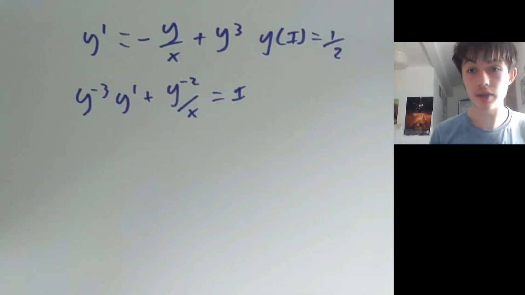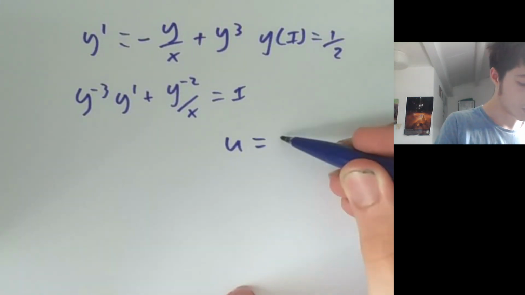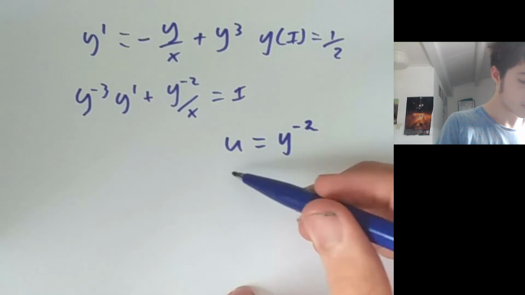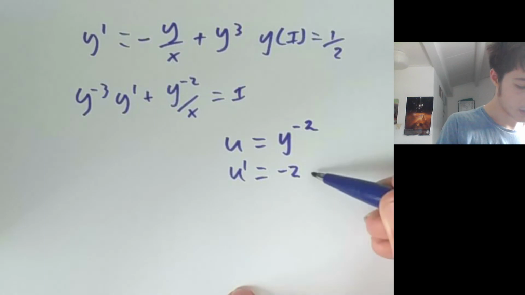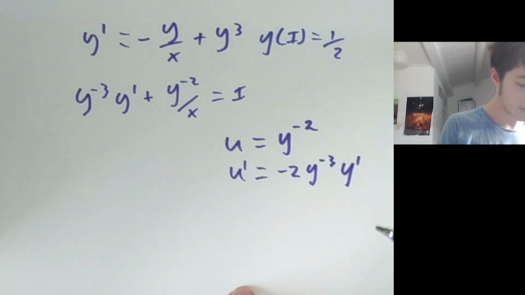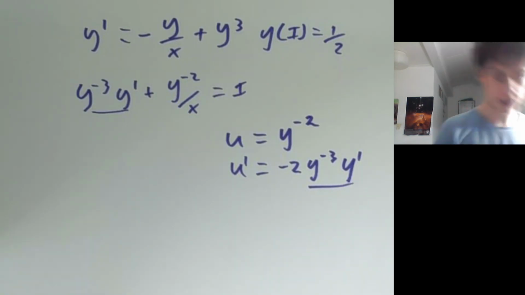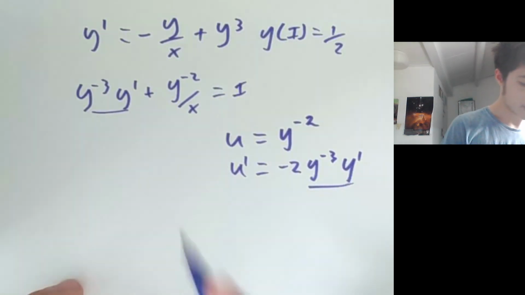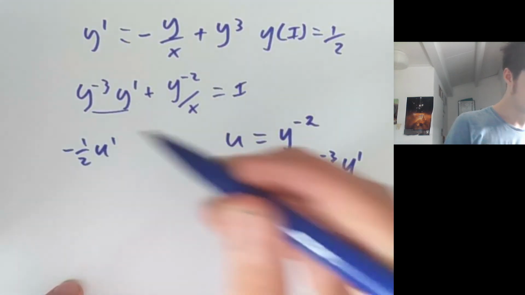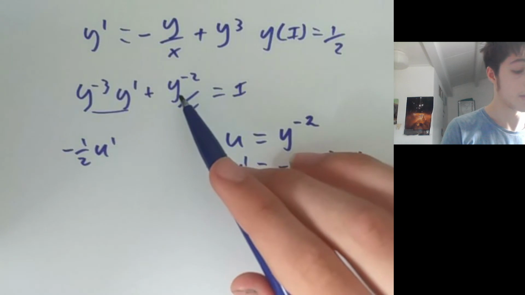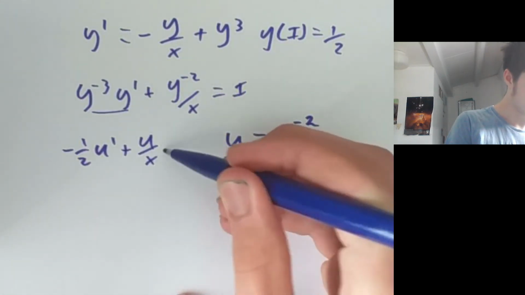And now there's a very nice substitution we can make. We can let u be equal to y to the negative 2, because if we differentiate this, we get negative 2 y to the negative 3 y prime, and this factor is exactly what we have up here. And so we can divide by negative 2, and we see that this will be negative half u prime. And of course, y to the negative 2 is equal to u, so we get plus u over x equals 1.